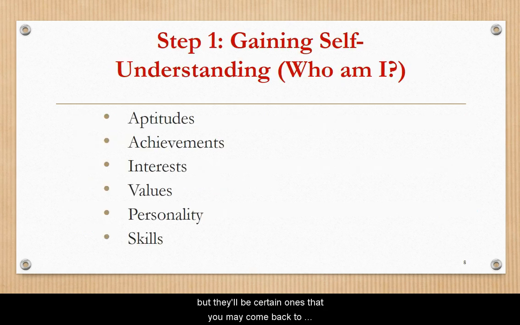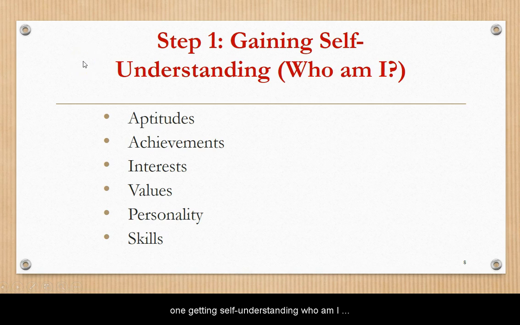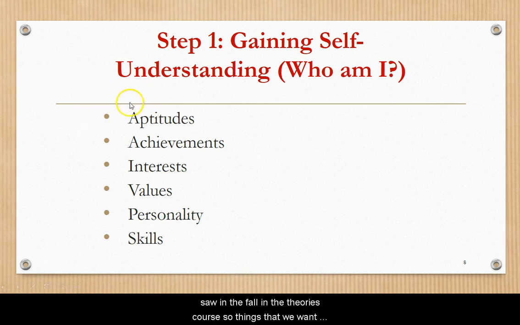So just to remind you of step 1, gaining self-understanding, who am I? You can see the list there. This is the same thing that you saw in the fall in the theories course. So things that we want to explore as part of the who am I stage to gain self-understanding, things like aptitudes, achievements, interests, values, personality, preferences, skills, all of those things.